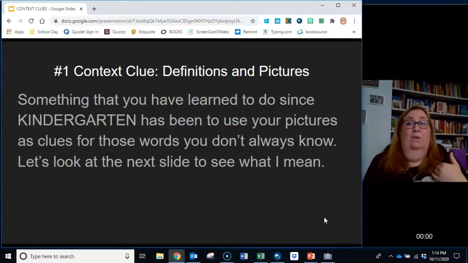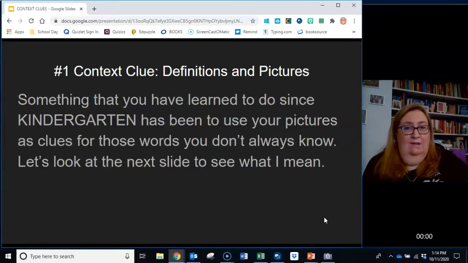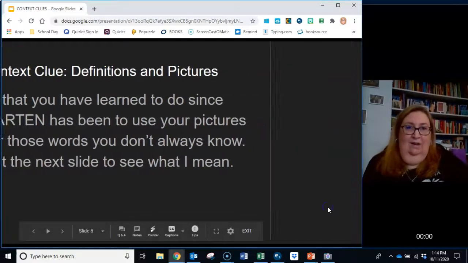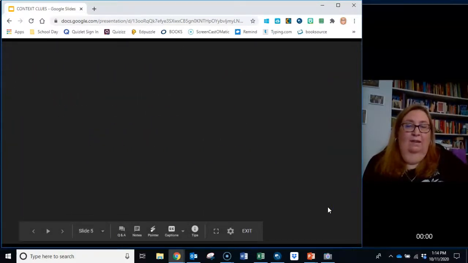I do that. When I'm reading articles or even things in a magazine, if they're talking about something that I don't understand, there's usually an illustration or a picture that lets me go, oh, now I kind of get it. Okay, so we are going to use pictures as clues for words you don't always know. Let's look at the next slide and I'll show you what I mean. I love this picture.